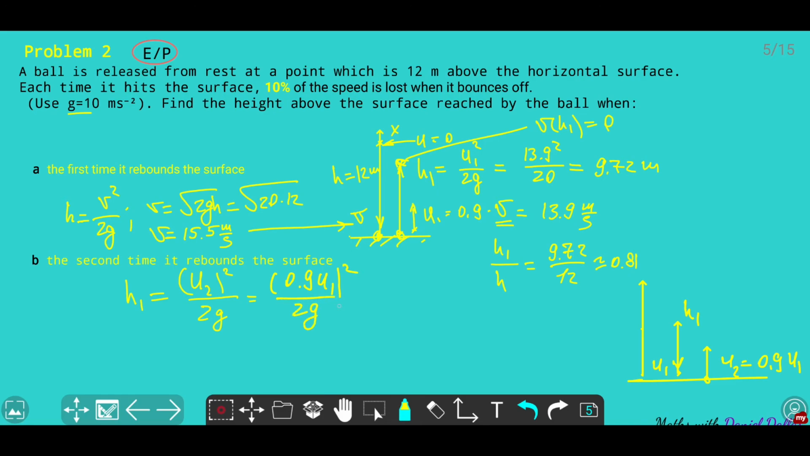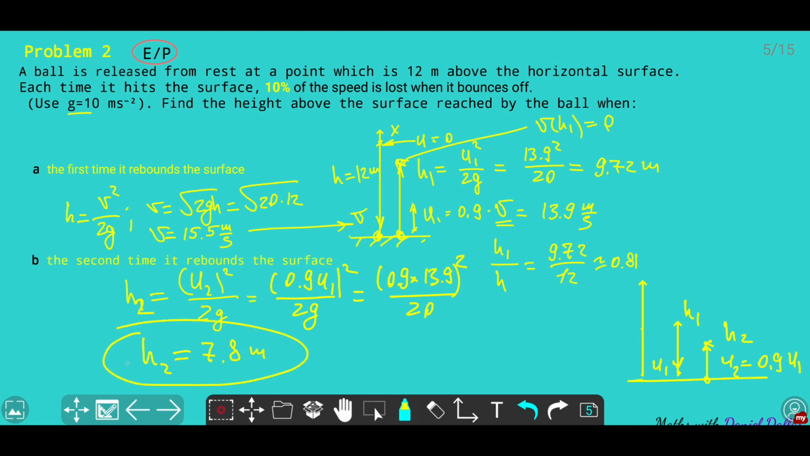So right now we can calculate this. We've calculated u1, so we've got 0.9 times 13.9, which is going to be squared and over 20. Why I marked h1, obviously it's going to be h2, sorry, because this is the height after the second bounce. So it's going to be h2 equals, and let's quickly calculate 13.9, squared everything, and over 20. So what I've got is 7.83, so 7.8, okay? 7.8, that's going to be the second height after the second rebound.